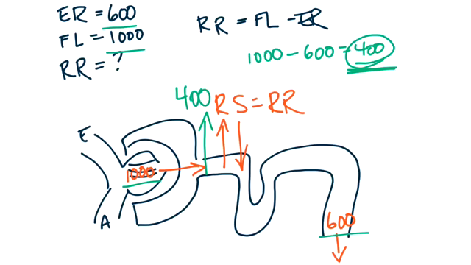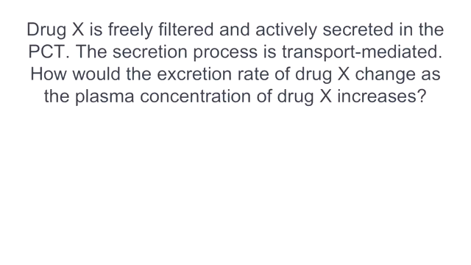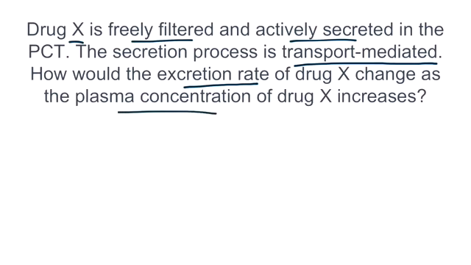Okay, let's do another question. A new drug has been discovered, which we'll call drug X. The drug is freely filtered and actively secreted in the proximal convoluted tubule. We also know that the secretion that occurs is a transport-mediated process. So knowing all of this, how would the excretion rate of drug X change as the plasma concentration of drug X increases? Let's draw this out.